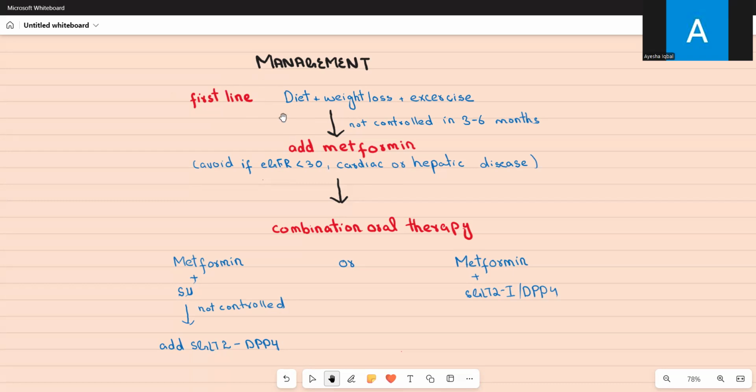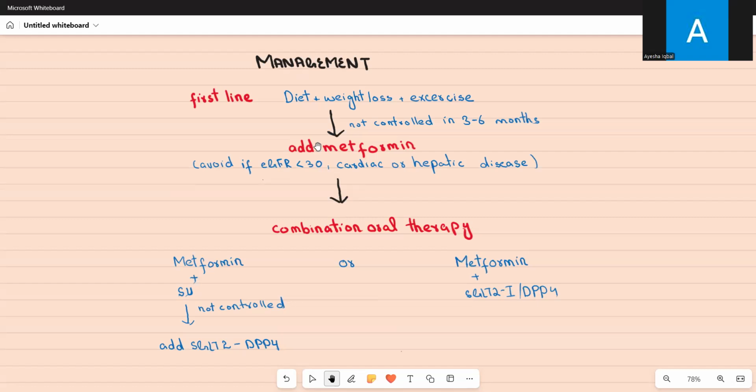You will advise diet modification, weight loss, and exercise regime, and you will arrange a follow-up with the patient at 3 to 6 months. If their blood sugar level, fasting blood sugar or random blood sugar or HbA1c, is still not controlled within these 3 to 6 months of lifestyle modification, only then you will add metformin. Metformin is the first line oral monotherapy for type 2 diabetes mellitus. So the first line is lifestyle modification, and the first line medication is metformin.